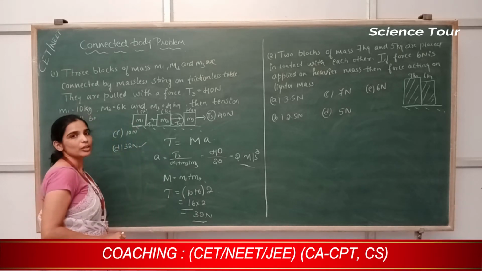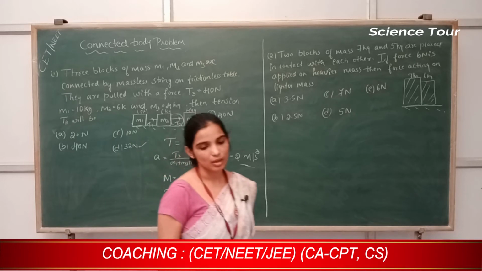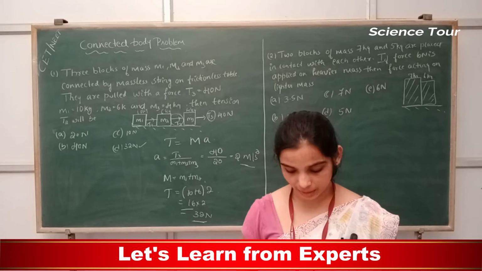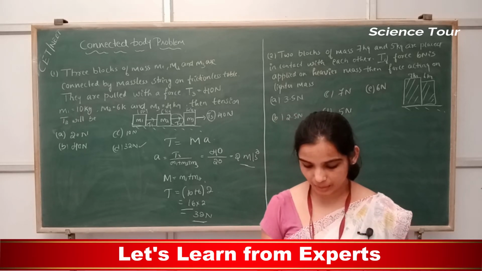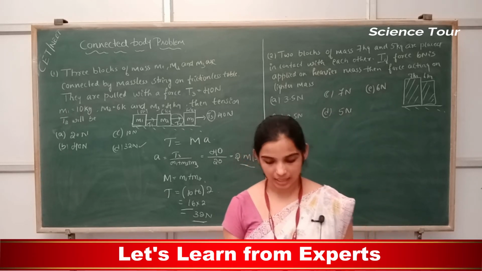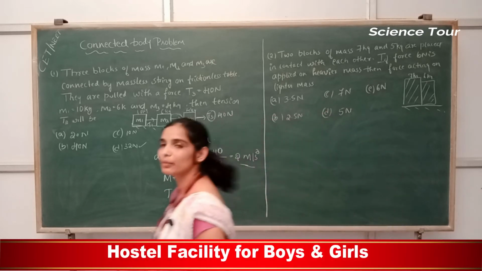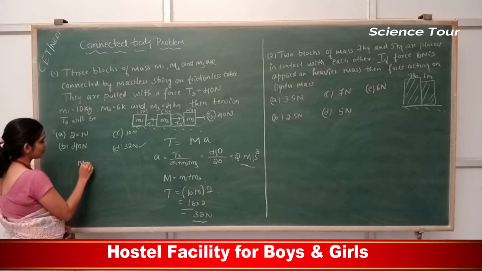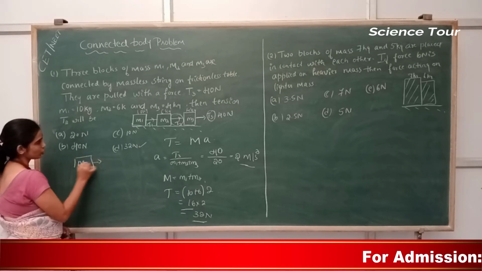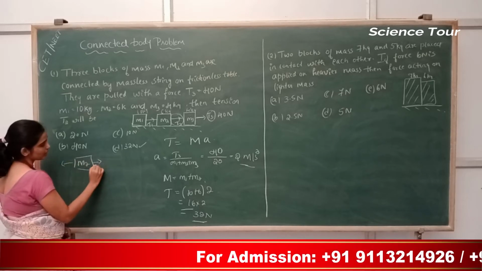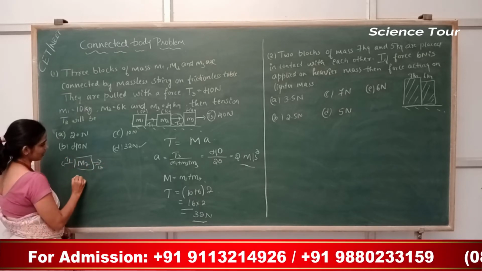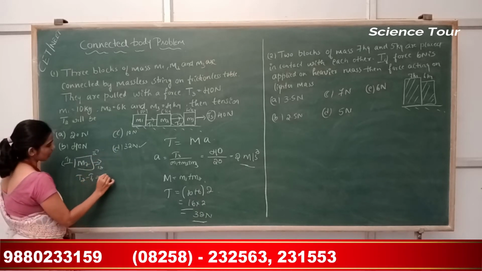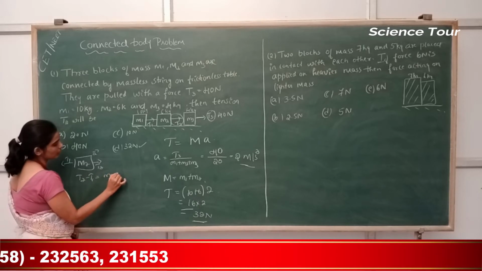Or else you also have the method of solving it with the help of your free body diagram. With the help of a free body diagram also you can calculate the tension. If you are doing it with a free body diagram, how do you do it? First you have to draw the free body diagram for m2. Free body diagram for m2 is, one is T2, another one is T1. Acceleration is towards this, so T2 minus T1 is equal to m2 into A.